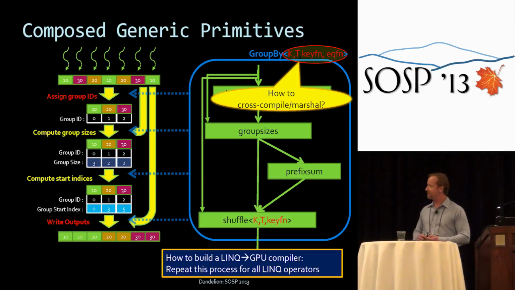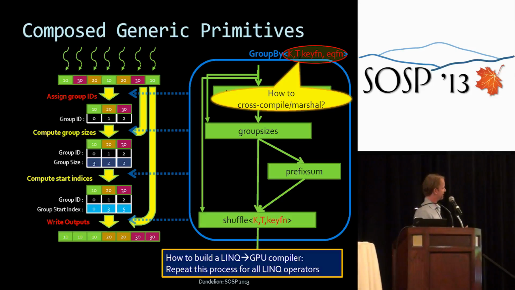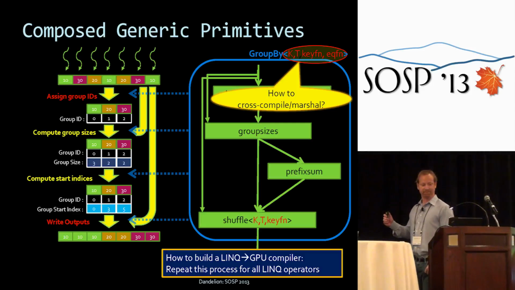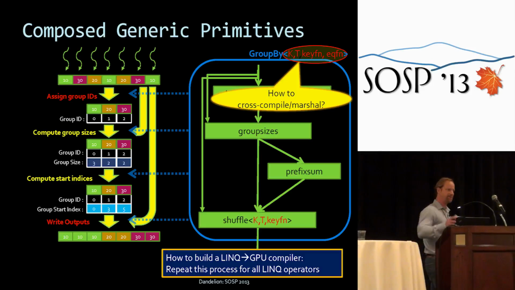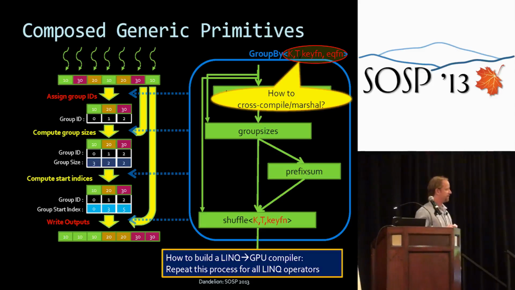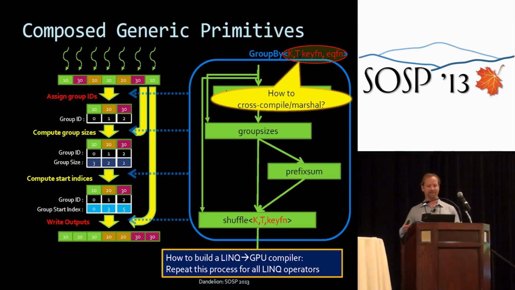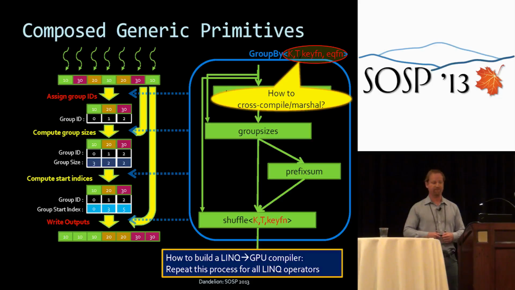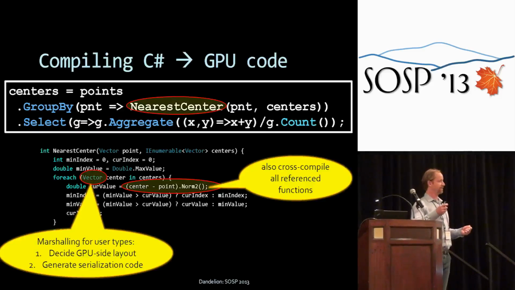One nice thing is that we found that many of these primitives are reusable in building other operators. For instance, hash tables and prefix sums wind up showing up very commonly. Now, there is one piece of the puzzle, though, that I haven't quite told you about yet. Recall that in the original query, the key type and the element type, this is C# code, right? And to instantiate this data flow graph on a GPU, I need these types in GPU land. So there's a cross-compilation and marshalling step that needs to be completed as well.